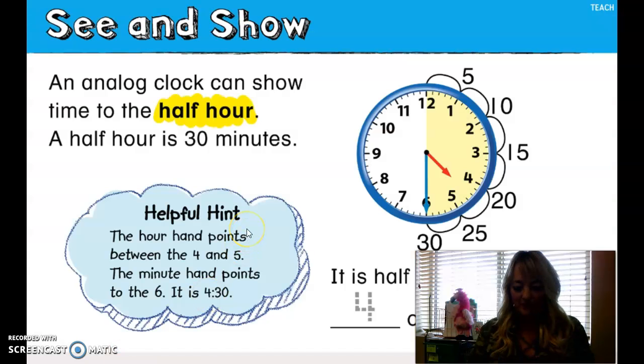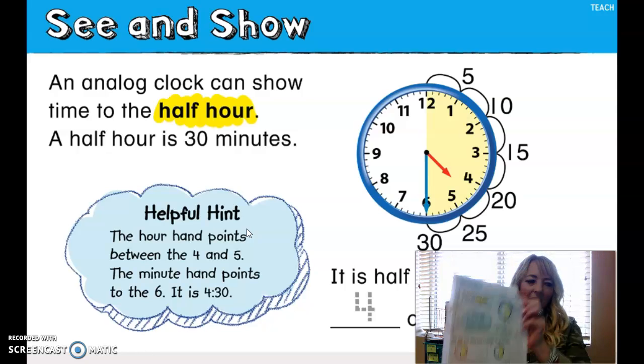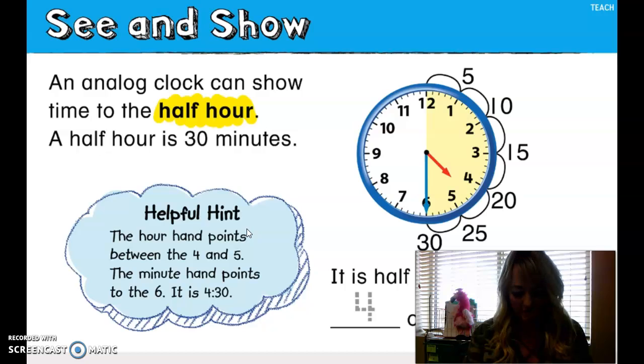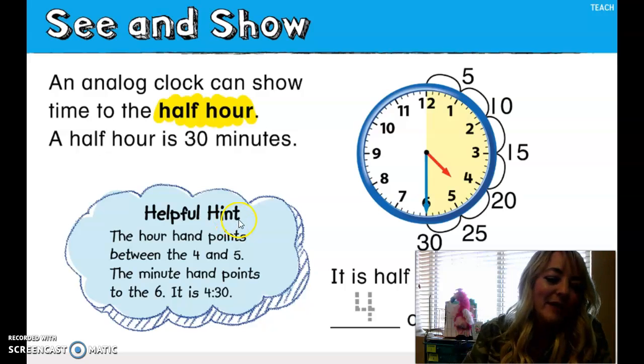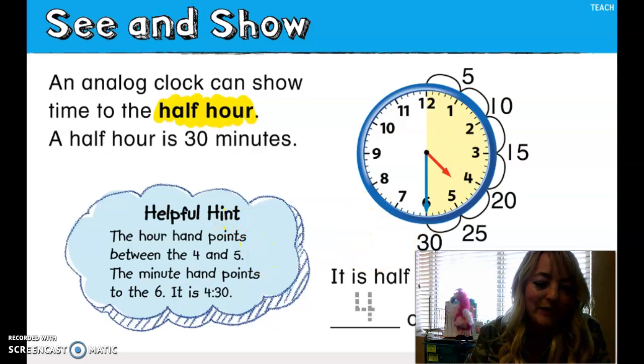Okay, so if you'll go to the inside page, an analog clock can show time to the half hour. A half hour is 30 minutes. Half of 60 is 30. An hour is 60 minutes, so half of 60 is 30. You already know that. Helpful hint, the hour hand points between the 4 and the 5. The minute hand points right to the 6.